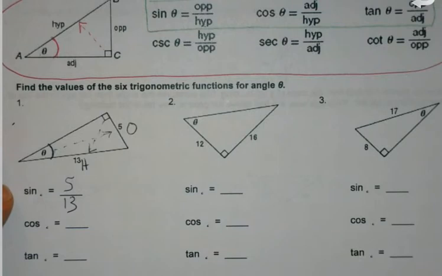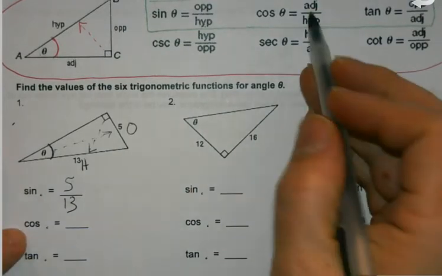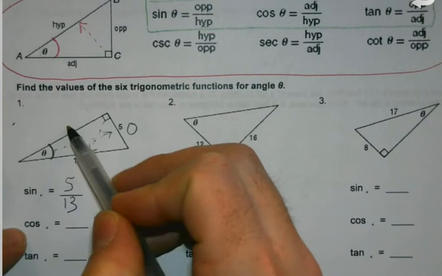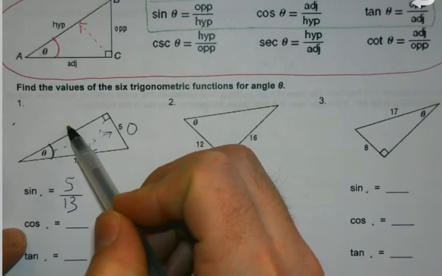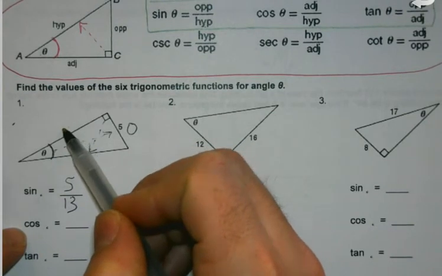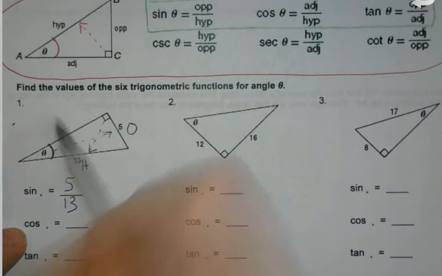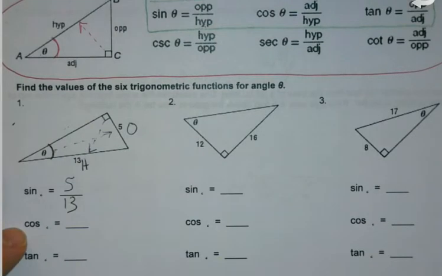But then I get to cosine, and cosine's adjacent over hypotenuse. Well, uh-oh. There's no number there, and this is my adjacent. How in the heck am I going to figure that number out? There's a way: 13 squared minus 5 squared. We're going to head Pythagorean Theorem style here. We're going to blend a couple of things together.